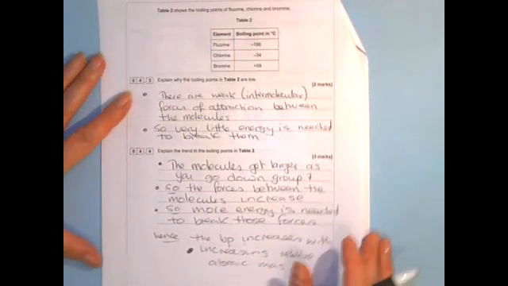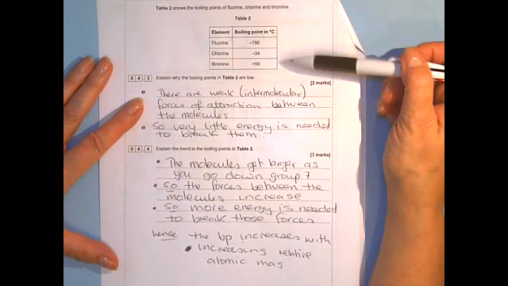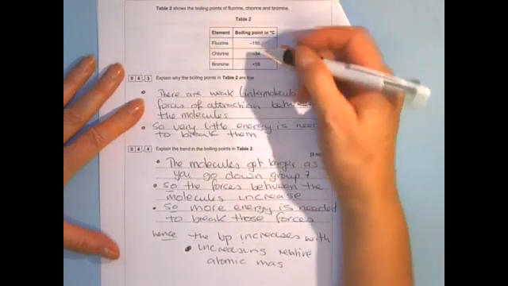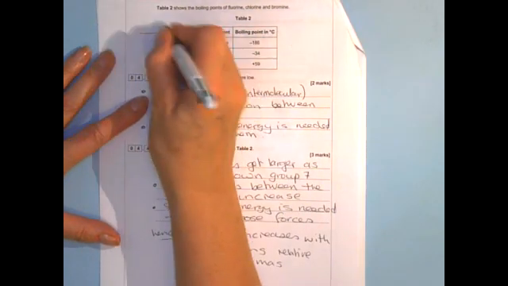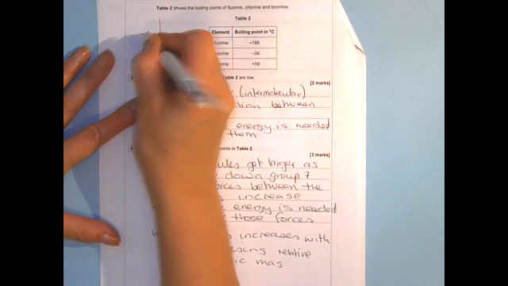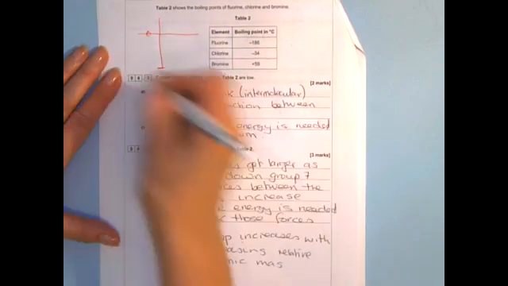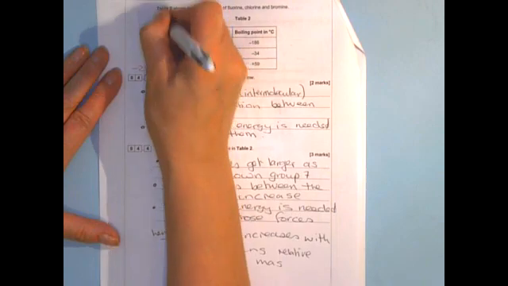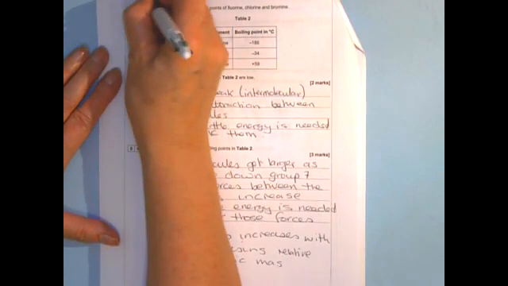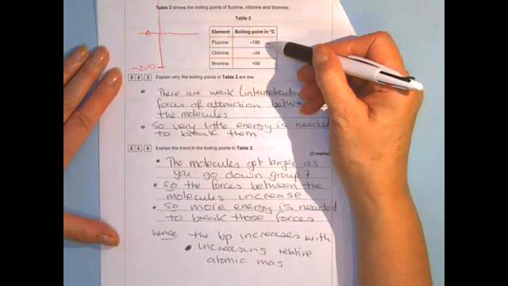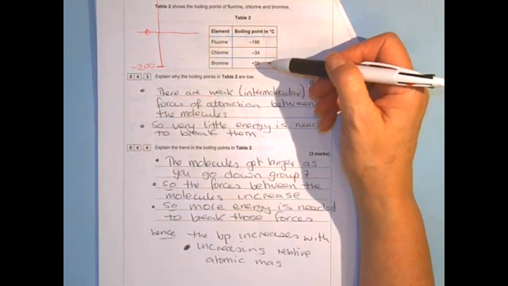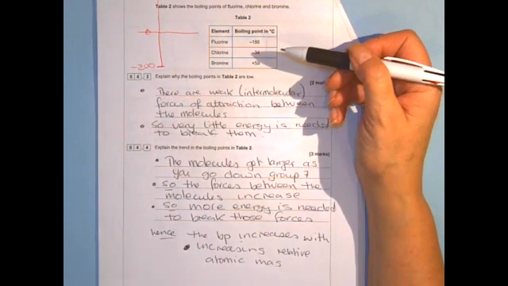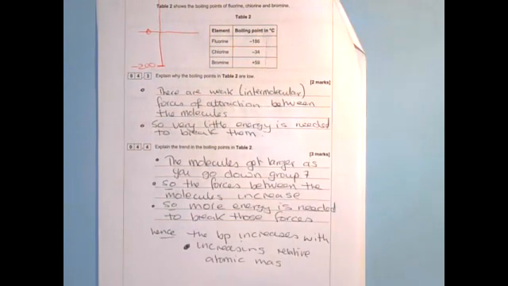Okay, so let's look at 4.4. We're looking at the boiling points of fluorine, chlorine and bromine, and we can see that they're becoming less negative. So if you draw yourself a little table where that's 0 and that is, say, minus 200, and this is plus 200, you can see that actually we're becoming more positive. We're starting to get an increase in boiling point, so the boiling point increases.